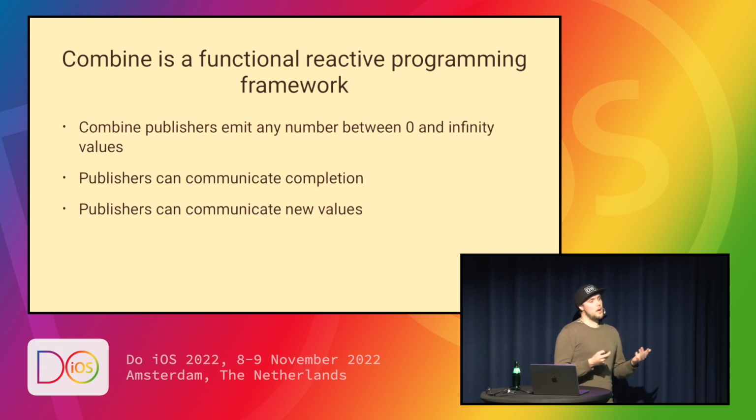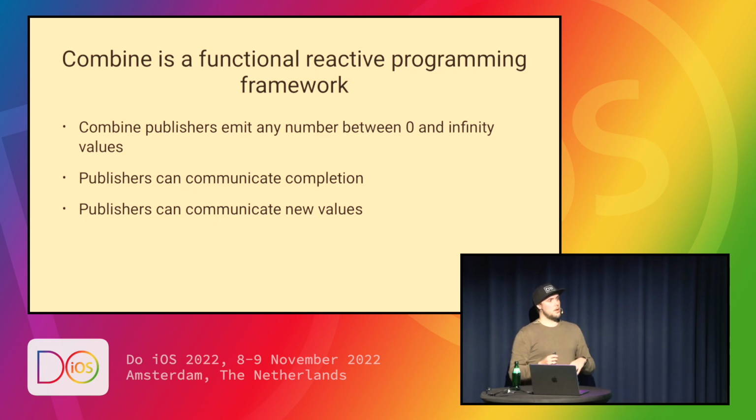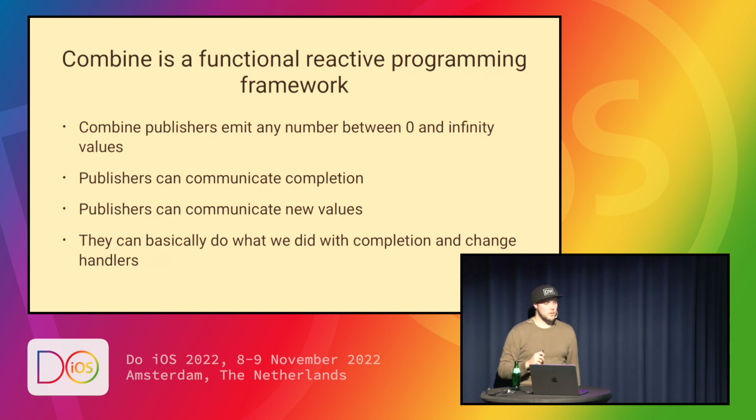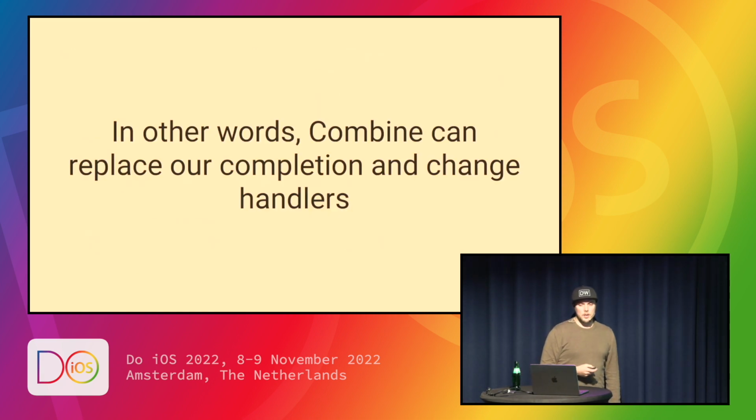Publishers can tell you about new values. We just saw that pipeline where I took an integer, multiplied it by 2, and then eventually subscribed to that multiplied integer. That is providing a new value. And basically, if you look at that list, a Combine publisher can do both of the things that we did with completion and change handlers. They can tell us that something changed, that a new value was available. They can do that between 0 and infinity times. For completion handler, we only expect that to be once, but 1 is definitely somewhere in the range of 0 to infinity. So yeah, Combine can replace completion and change handlers.